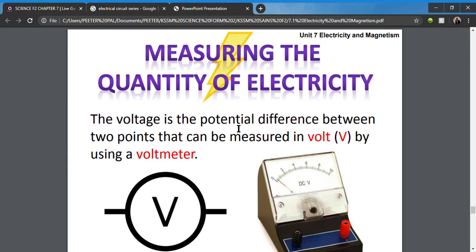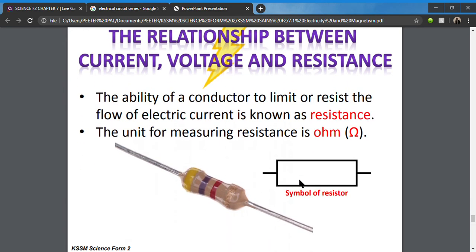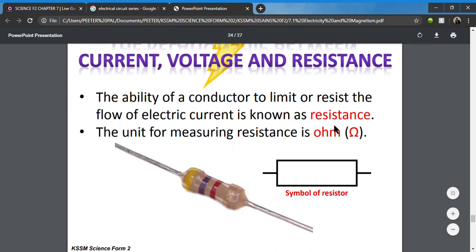Then we have the quantity of electricity, we call it the potential difference. The voltage is the potential difference between 2 points, or the amount of work done to transfer one coulomb of charge from one point to another. Both ways we can explain the potential difference, or we can say potential difference is the voltage between 2 points. We use a voltmeter. This is the voltmeter, this is the symbol, and the unit is volt, capital V.